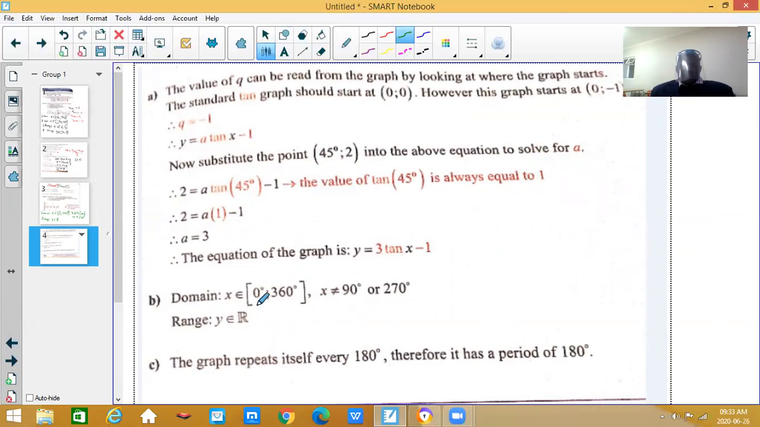The domain is 0 degrees up to 360, and x must be different from 90 or 270. These are the lines of asymptote. They must be different from these. Because if we just leave it here, these numbers are within, so we must spell them out. So the range is all values of y real.